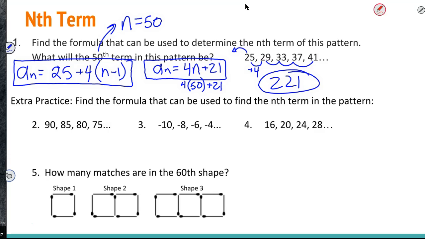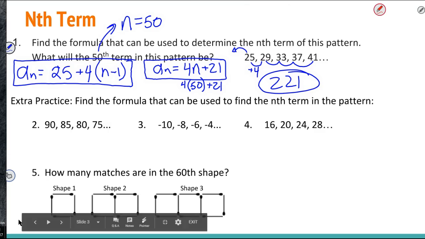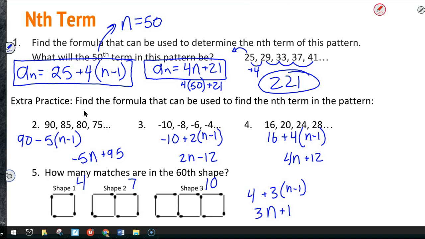The next three, I'm going to pause, write the answers down, let you check your answers that way. Alright, here we have 2, 3, 4, and 5. I gave you both answers for each one. Kind of separate those a little bit.